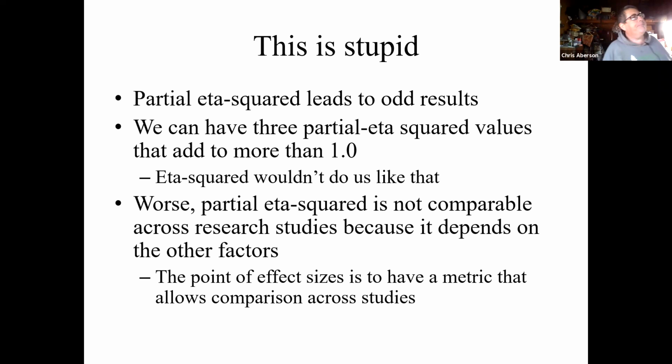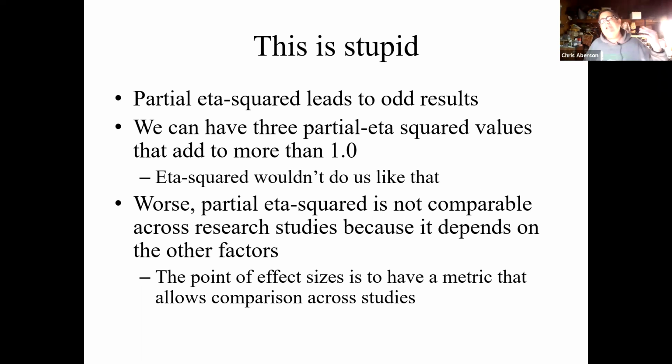And just to be blunt, I really find partial eta squared stupid. It leads to odd results. We can have 3 partial eta squared values that add to well over 1.0. So if you're thinking about it in terms of percentages, it would be more than 100%. Eta squared ain't going to do you like that.